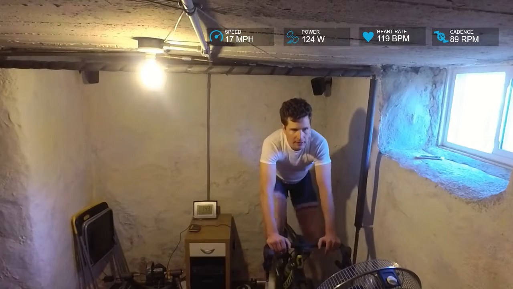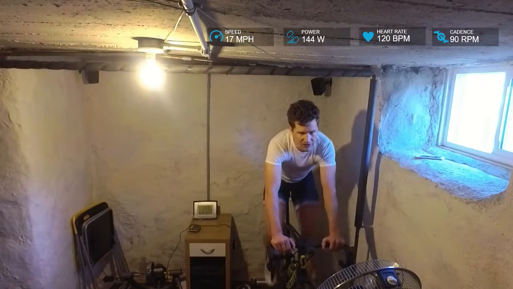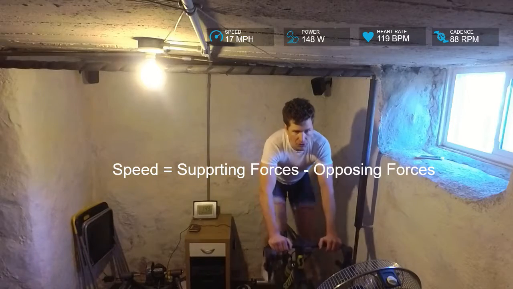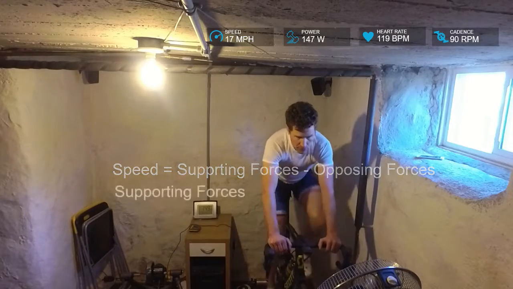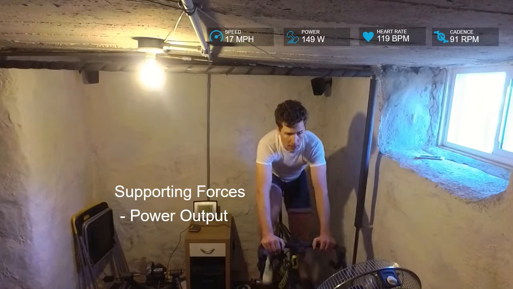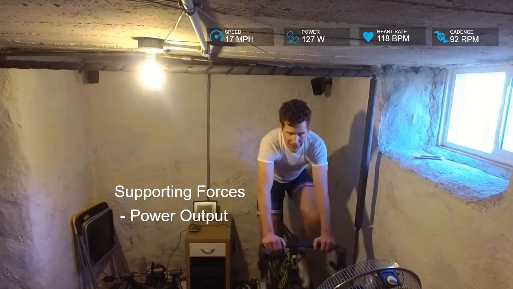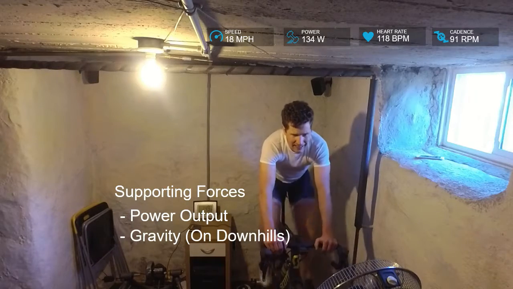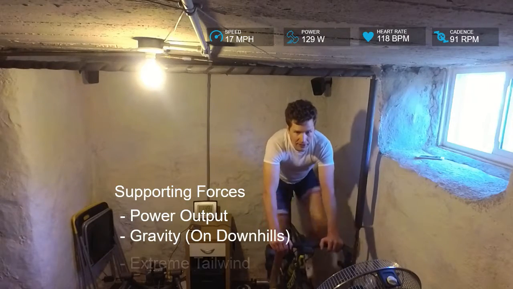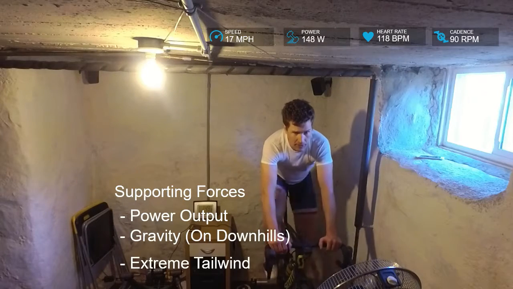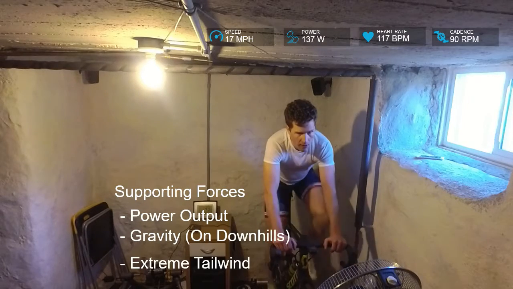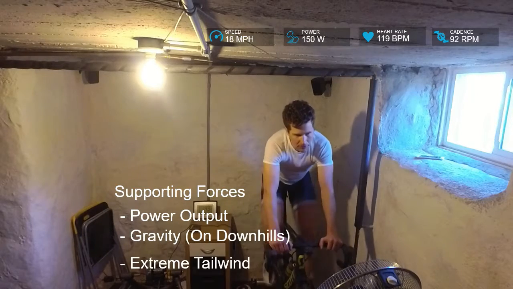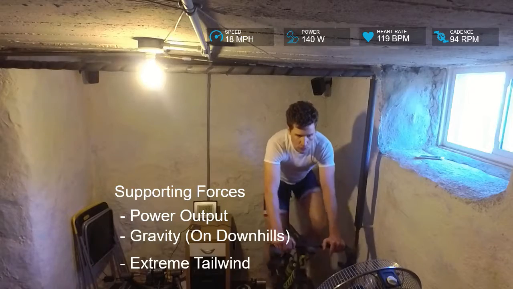Speed you can look at as your supporting forces minus your opposing forces. The supporting force is basically power, your power output. Of course, if you're going downhill, gravity's working for you. If you had a really severe tailwind, a 30-mile-an-hour tailwind, that might actually be pushing you along. If somebody was pushing you, or you've got a motor in your bike. But for the most part, it's your power. That's the work you're putting in.